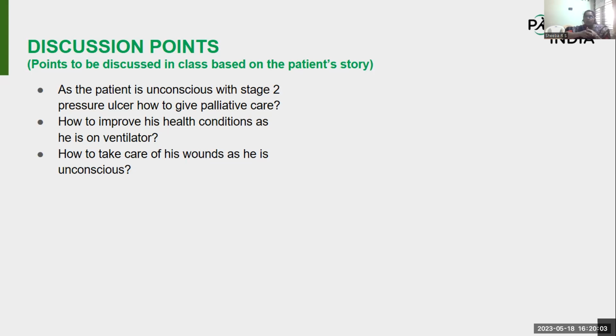We all know that the three major causes of pressure ulcer are continuous pressure, friction, and moisture. So these are the three major causes of pressure ulcer. So here, incontinence management is also important.